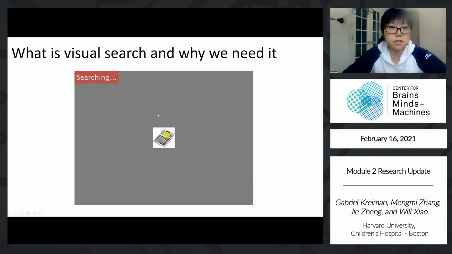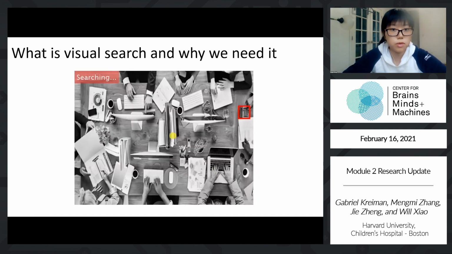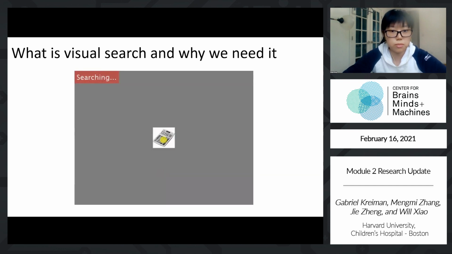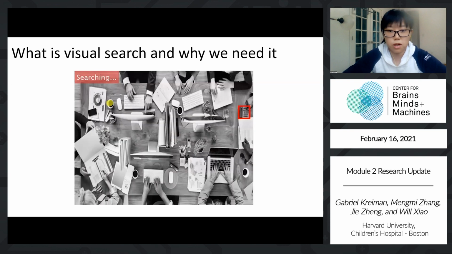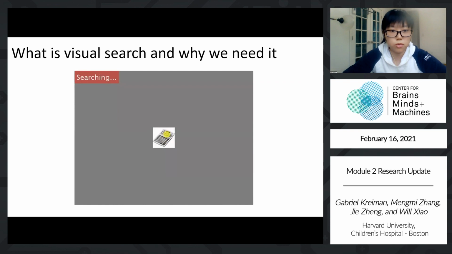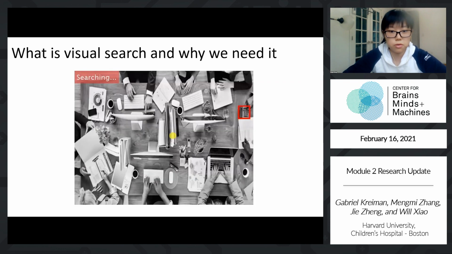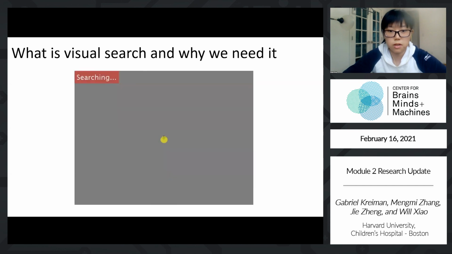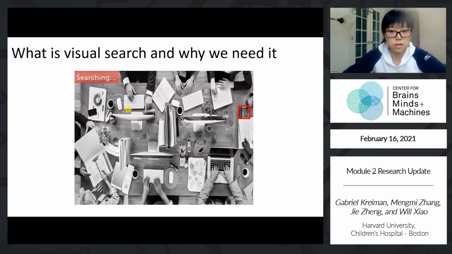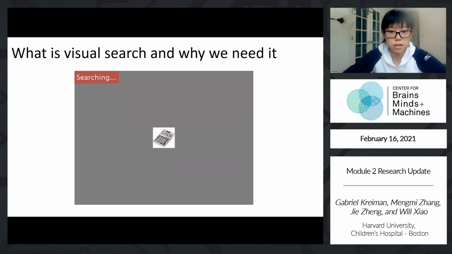So let me first start by briefly introducing what visual search is and why we need it. Visual search is a very challenging problem in natural vision. For example, sometimes we have to find our car keys in a living room, or we have to look for our friend in a party crowd. And here is an example where the subject is asked to search for a calculator, and he's constantly shifting his attention as indicated by the yellow dot, and eventually he managed to find the calculator in the red box.